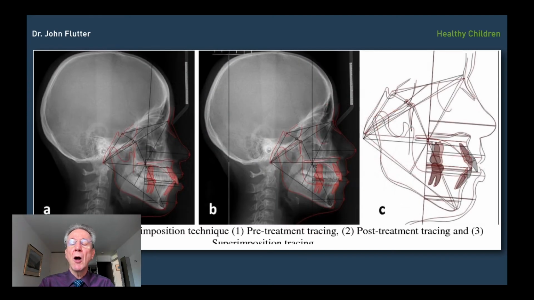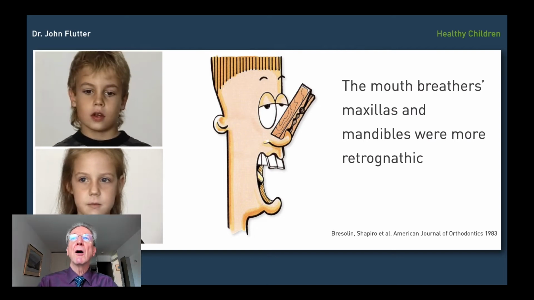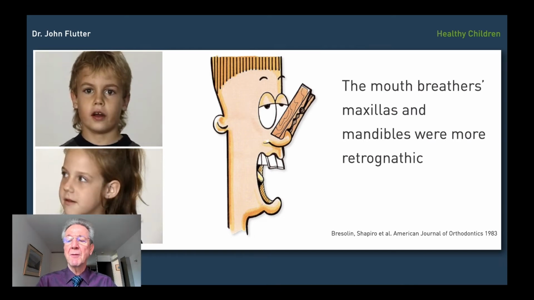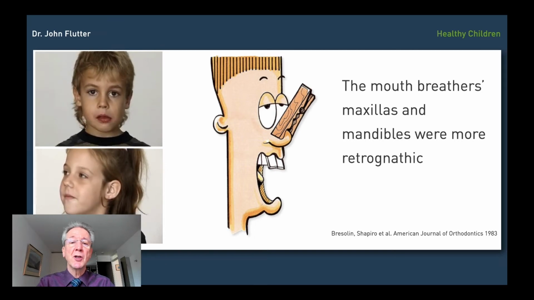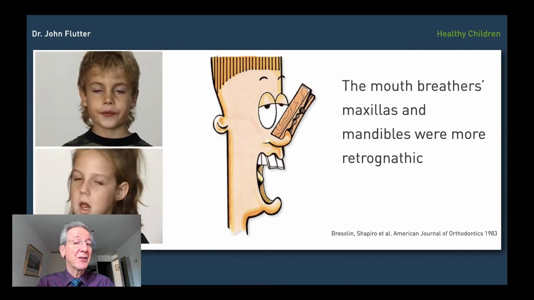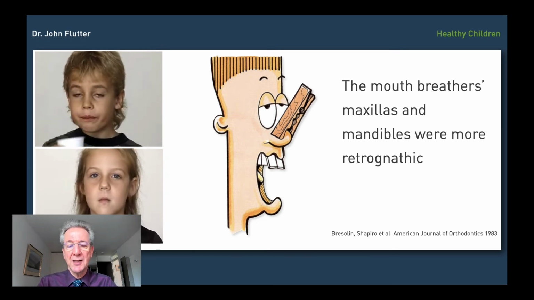So trying to show the movement of the maxilla and how it hasn't grown adequately forwards is very difficult using traditional cephalometrics that are based on Sella Nasion or Basion Nasion and then superimpositions. And yet we know that in mouth breathers, the mandibles and the maxillae are retrognathic. And when I see these mouth breathing children, sometimes I see them with an anterior crossbite, and sometimes I see them with an increased overjet.